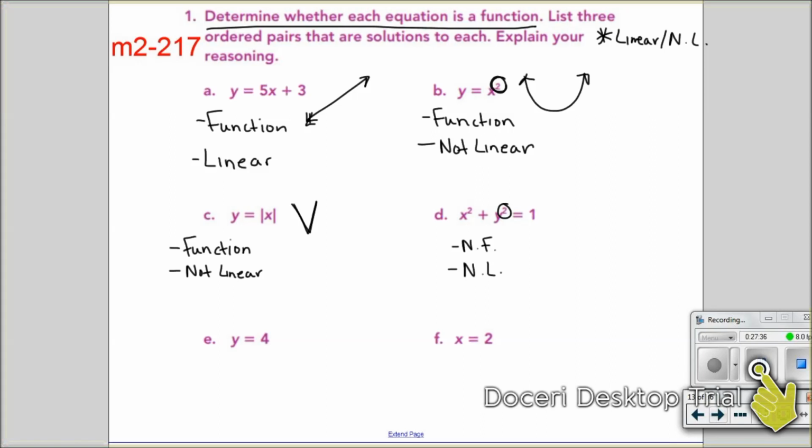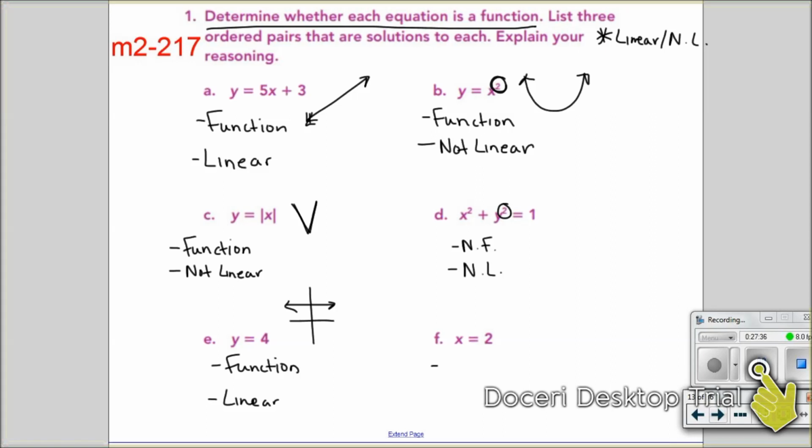Let's look at E, y equals 4. On 3, we're going to say if it's a function or not a function. Ready? 1, 2, 3. Very good. This is a function. And this again is linear. We know from past experience that if it's y equals 4, what that's saying is that if we have a graph, then every value is at 4. So it looks like that. So it's linear, and it's a function.